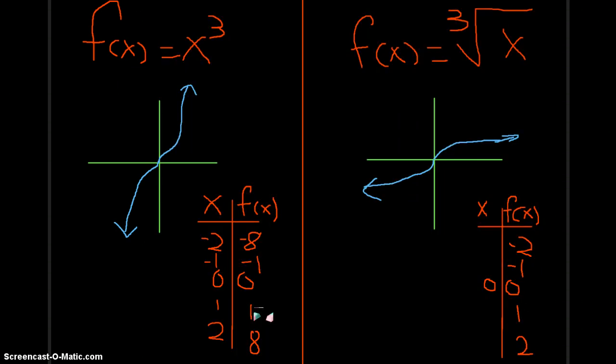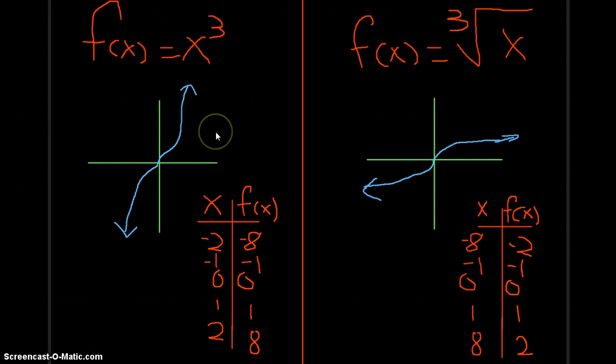So I have my table of values filled in for my cubic function, but I still need to fill in my table of values for my cube root function. Well, we know that these two functions are inverses of each other. So my table of values here is going to actually just be a mirror copy of all of these values.